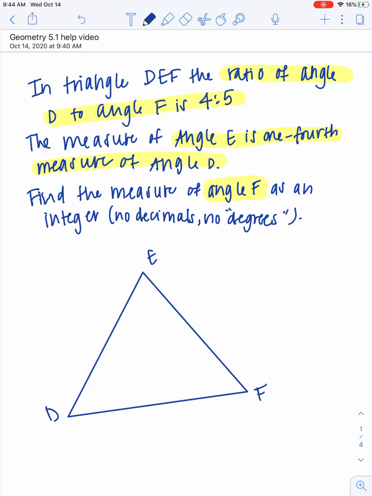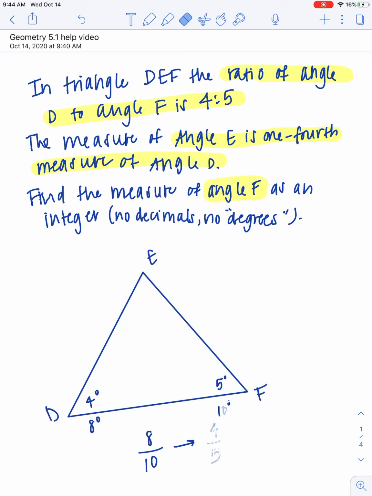Well, if we have a ratio, it means no matter what those angles are, it should reduce to a ratio of 4 to 5. So D could be 4 degrees and F could be 5 degrees. Or D could be 8 degrees and F could be 10 degrees. Because if I were to divide 8 by 10, this still is the same thing, 4 to 5. So I could come up with multiple solutions here for these angles.